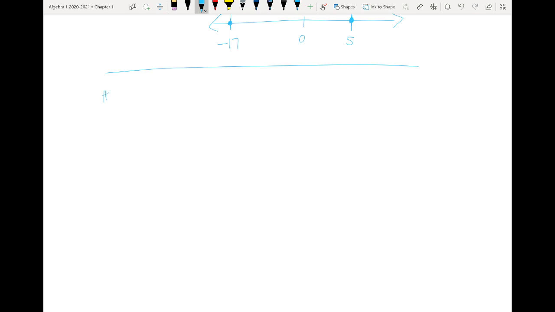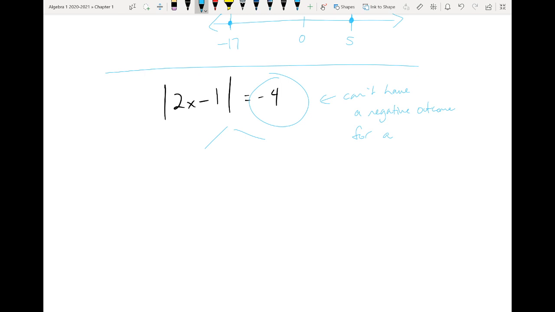All right, next example, which is the absolute value of 2x minus 1 equal to -4. And we're going to do our split, correct? Except you can't. Gentlemen, stop right here. Look at this. You can't have a negative outcome for absolute value. What does this mean? It means that there's no solution. You actually can't even do this problem.